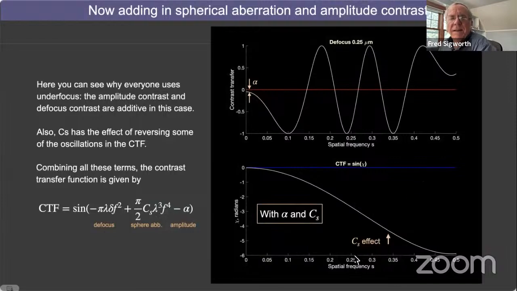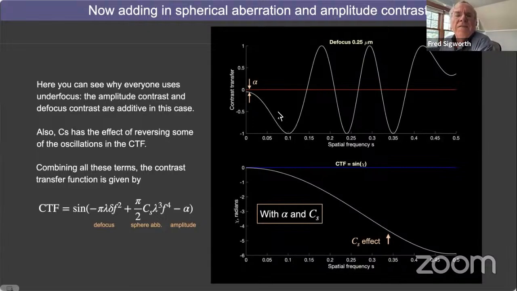And here's our 4 angstrom effective spatial frequency, so the spatial frequency in inverse angstrom. So here's the point where I would say that CS starts to take effect. And see, when we get down to 2 angstrom resolution, the CS, the spherical aberration, is getting to be really important.